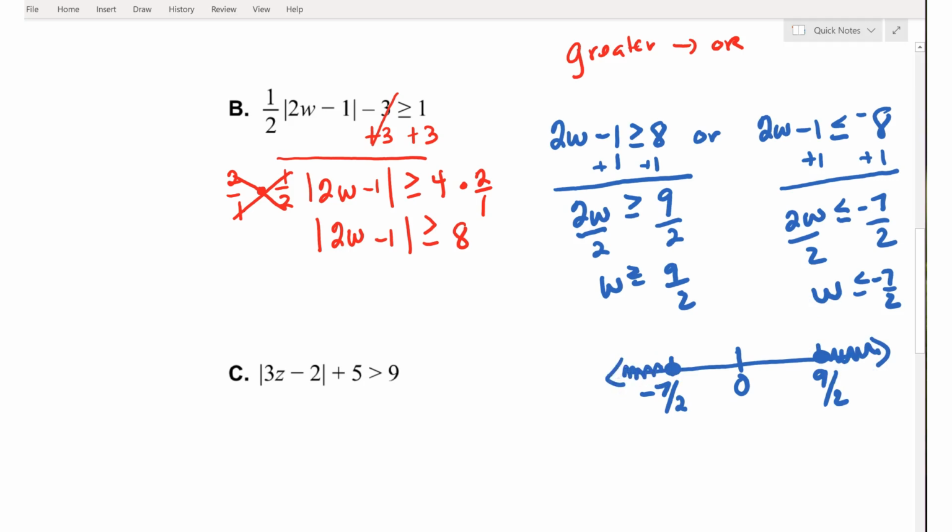So just to repeat what we did, we added 3 to both sides, so 1 plus 3 is 4. We multiplied by the reciprocal, 4 times 2 is 8. Then we had two situations, 2w minus 1 is greater than or equal to 8, or 2w minus 1 is less than or equal to negative 8. We added 1 to both sides and we had a fraction, 9 divided by 2. So you have w greater than or equal to 9/2. Add 1 to both sides, you have negative 7 divided by 2. So you have w is less than or equal to negative 7 over 2. And here is the graph and the solution.